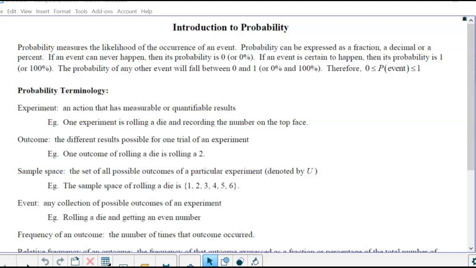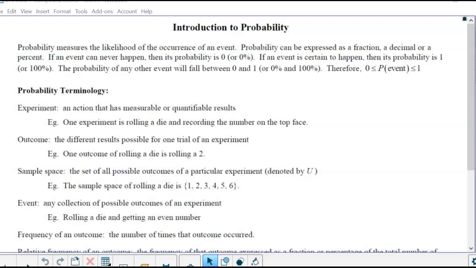So some more terminology here. An experiment is an action that has measurable or quantifiable results. When we're dealing with probability, an example would be rolling a die and recording the number on the top of the face. So what's the probability of rolling a 6? Well, there are 6 sides and one side is a 6, so 1 out of 6. 1/6 is the probability. The outcome, those are the different results that are possible for a trial.